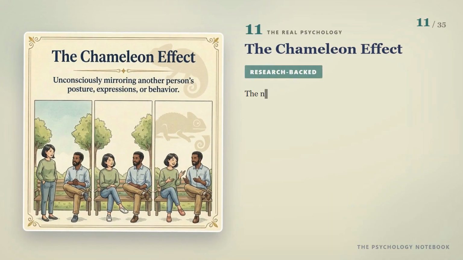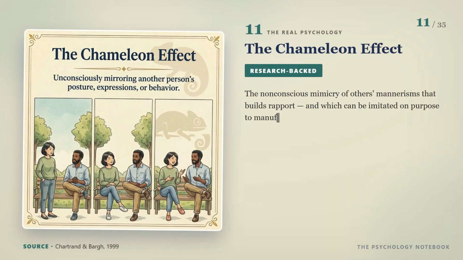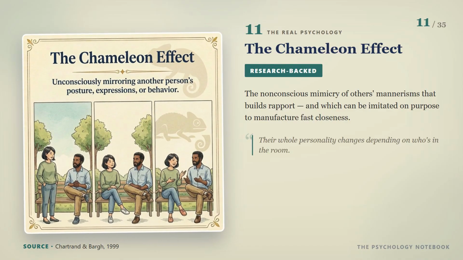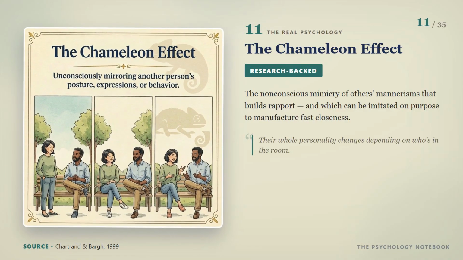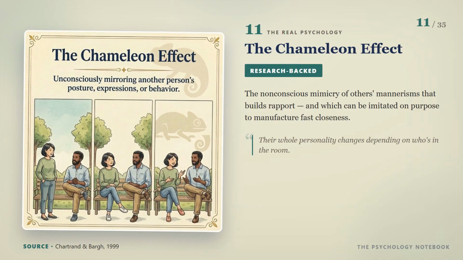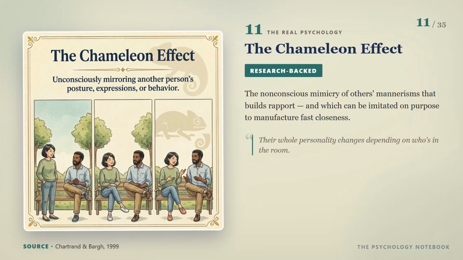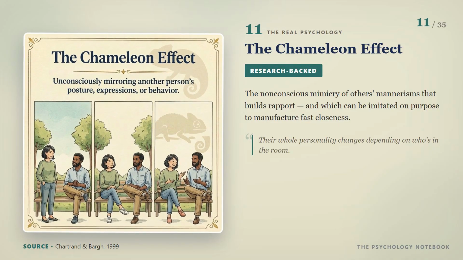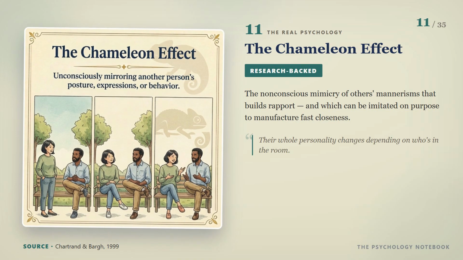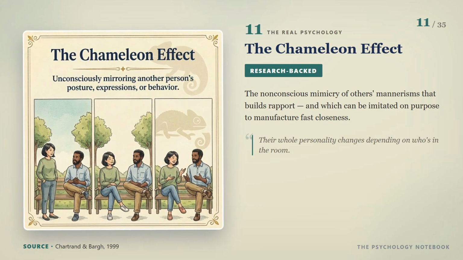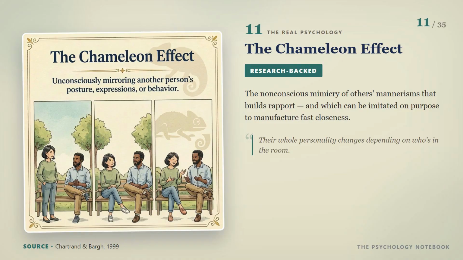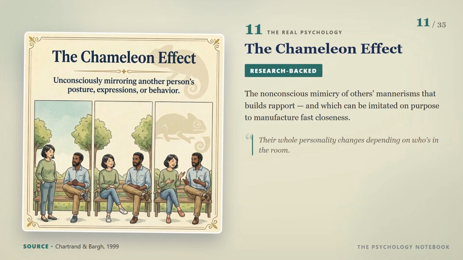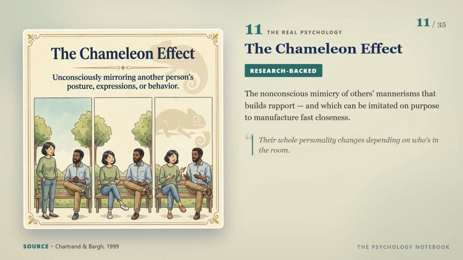11. Chameleon effect. Next is the chameleon effect. This is our natural tendency to unconsciously mirror another person's posture, expressions, or mannerisms. For example, you may cross your legs after they cross theirs without even noticing it. Now, someone can also imitate you on purpose. They may suddenly love everything you love because they want to create a quick sense of closeness. But that deliberate behavior is different from the unconscious effect studied in the original research.